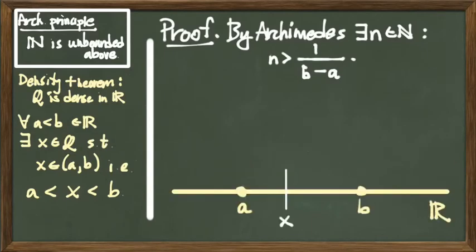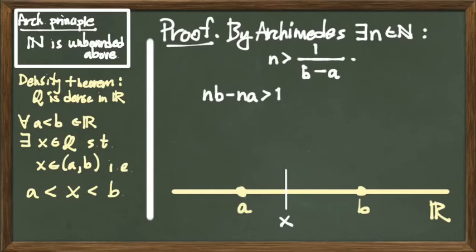So Archimedes is going to let us do this. And now it's just a matter of trying to unpack what this inequality tells us. I'm going to multiply this inequality on both sides by b minus a. Because b minus a is positive, I can keep the sense of the inequality the same. So nb minus na is greater than 1.